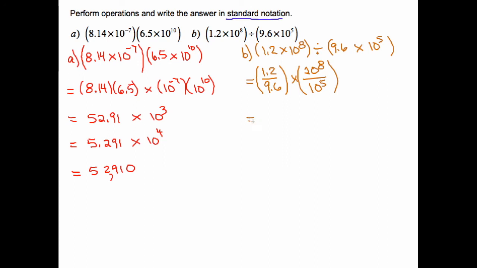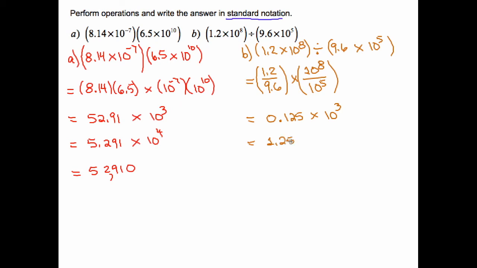Now, 1.2 divided by 9.6, that's 0.125. And I'll multiply that by 10. When you divide numbers with the same base, you subtract the exponents. 8 minus 5 is 3. It's almost written in scientific notation. I'm going to slide the decimal point one spot to the right of this first number that I see. So the point 125 becomes 1.25.